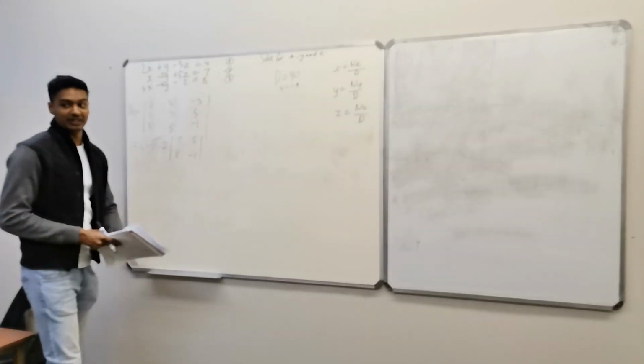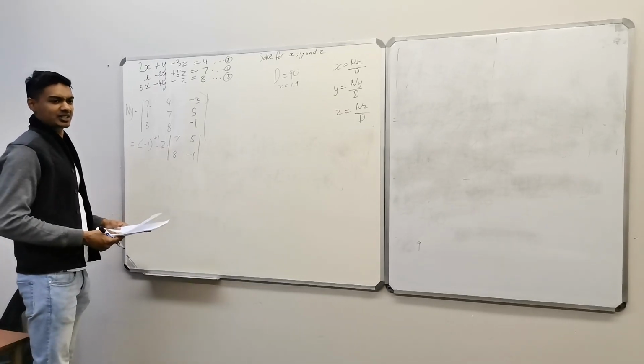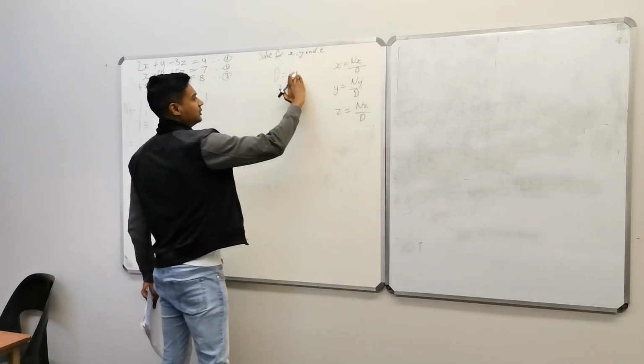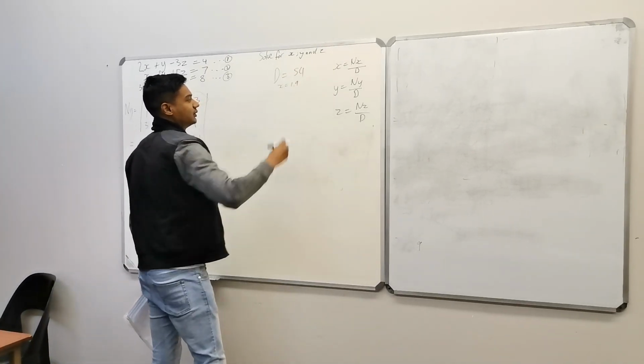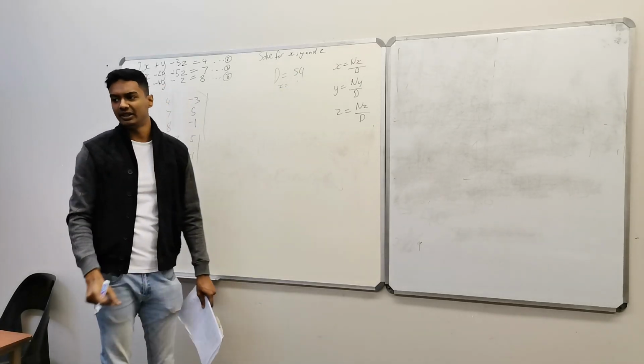Right, let's work this one together properly. Minus 6. Okay. Delta is just 54. Yeah, but that'll affect all your answers. Yeah, so just calculate x for me again.